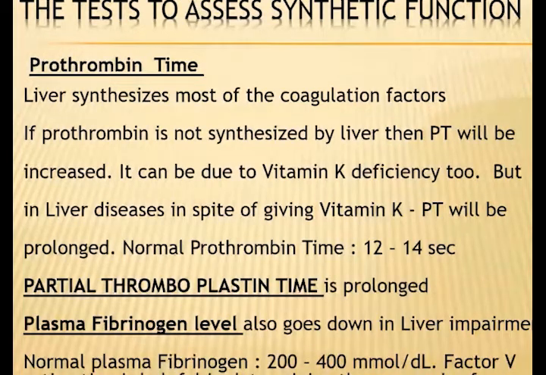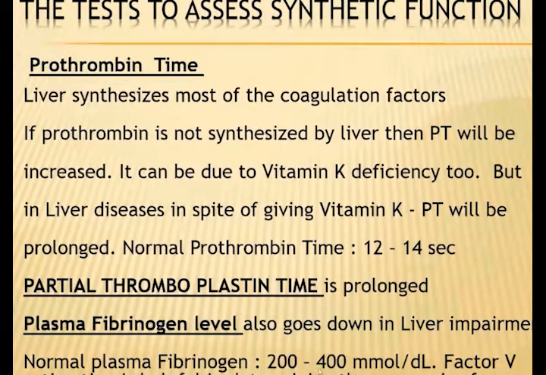And what is partial thromboplastin time? PTT. Partial thromboplastin time will be prolonged because prothrombin is less. Then plasma fibrinogen is also produced by the liver. Plasma fibrinogen level goes down in liver impairment. Whenever there is a liver impairment, fibrinogen level will also go down.